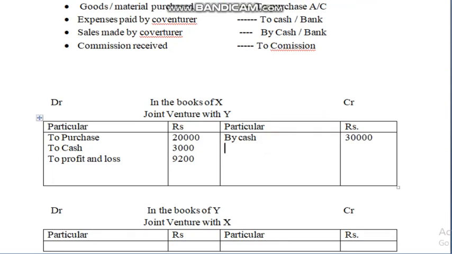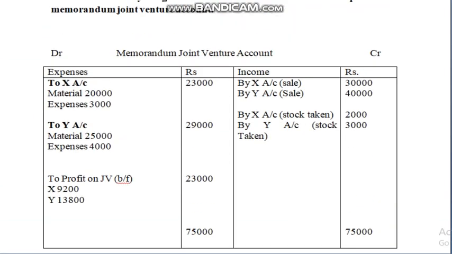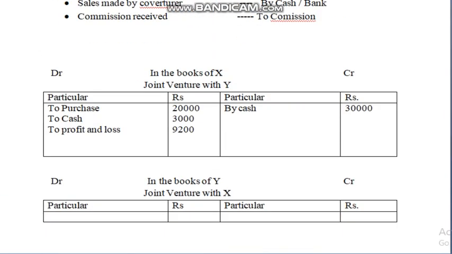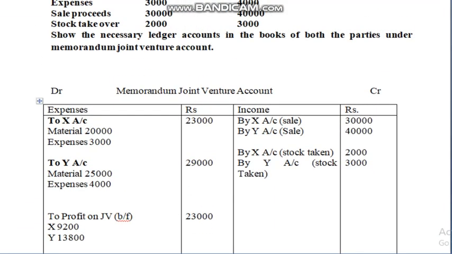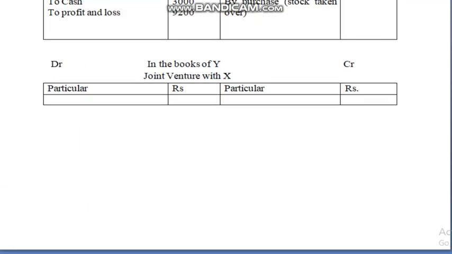The next one relates to Mr. X: stock taken over. How much? 2,000. When any stock is taken over by a co-venturer, that should be credited with the purchase account. So, by purchase account, in bracket you can write stock taken over, 2,000.